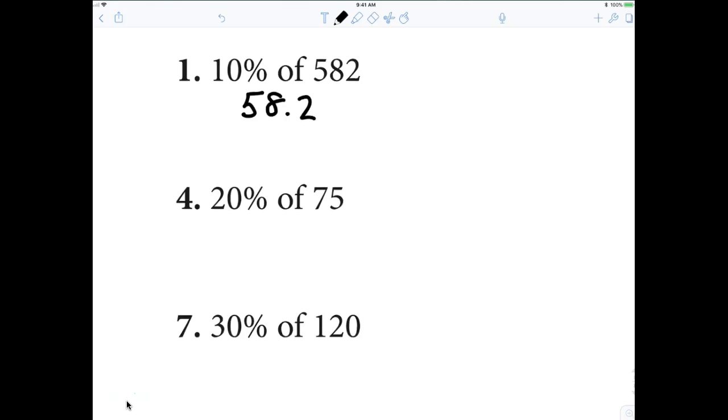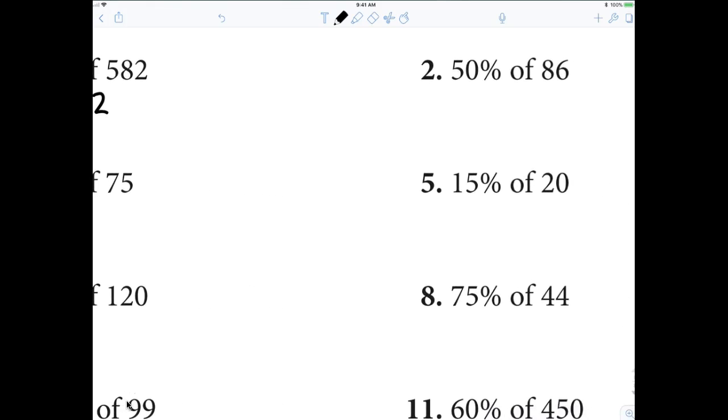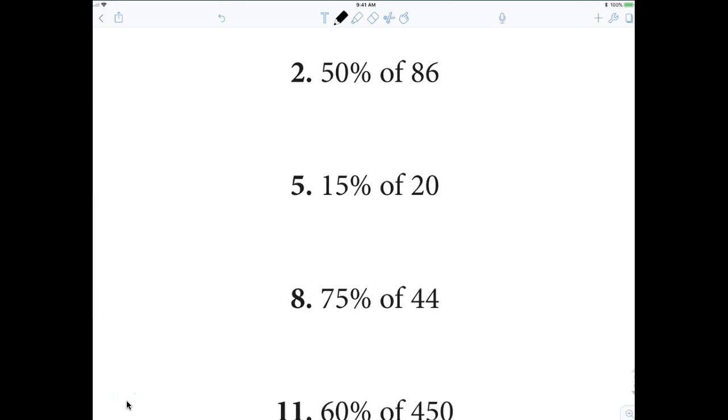Now again, here's the thing. If you're not sure about something, please speak up immediately, because this is really helpful for your understanding numbers. So if I say 50% of 86, you should be able to tell me quickly 43, right? Because 50% is just half. Julian, you with me? All right, so 43.